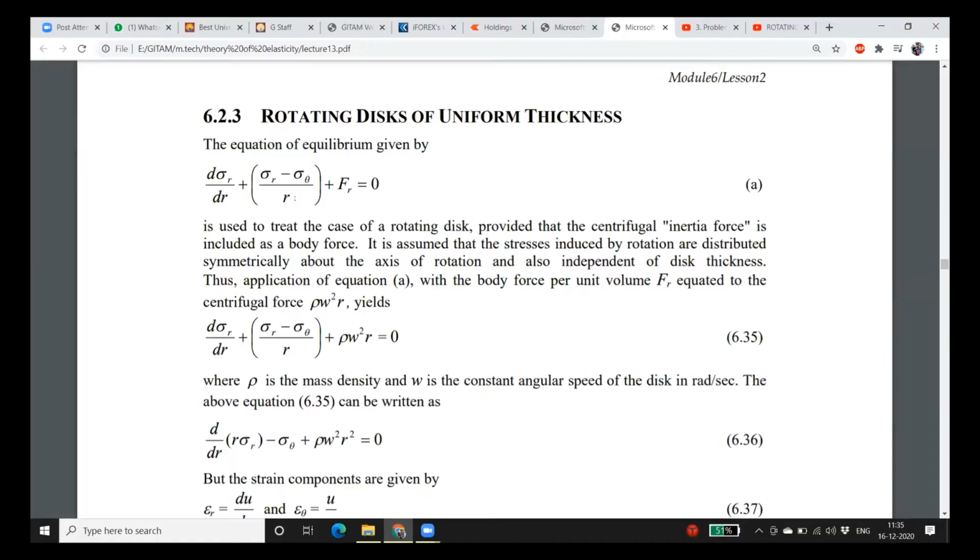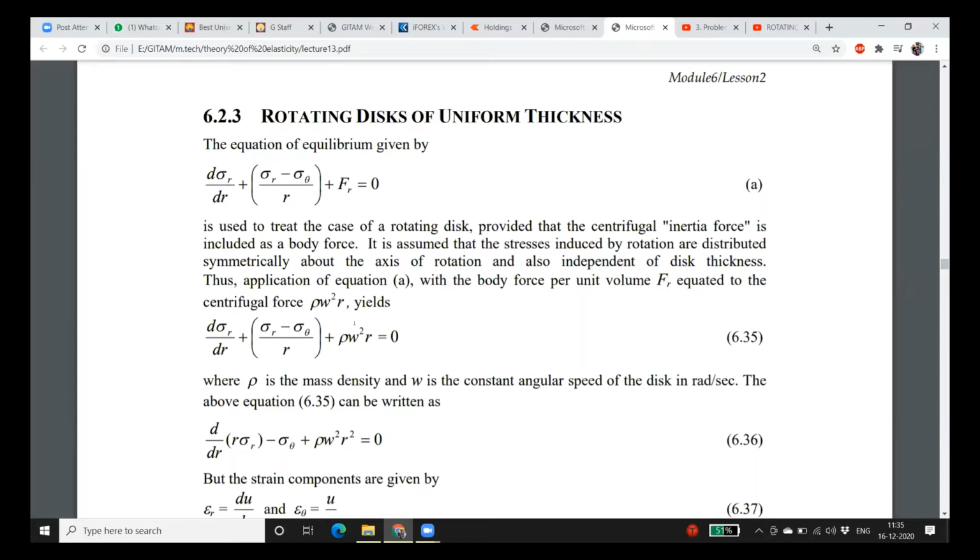So this is the rotating disk with uniform thickness. The equation of equilibrium which we found out is ∂(σr)/∂r + (σr − σθ)/r + Fr = 0, where Fr is the external force, which I was saying. This Fr is nothing but the force per unit volume, and it is nothing but the centrifugal force, ρ ω² r.